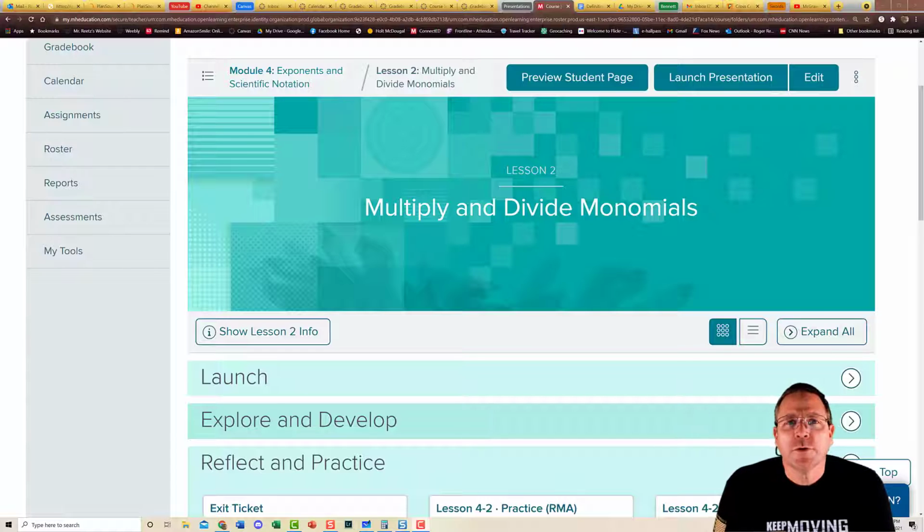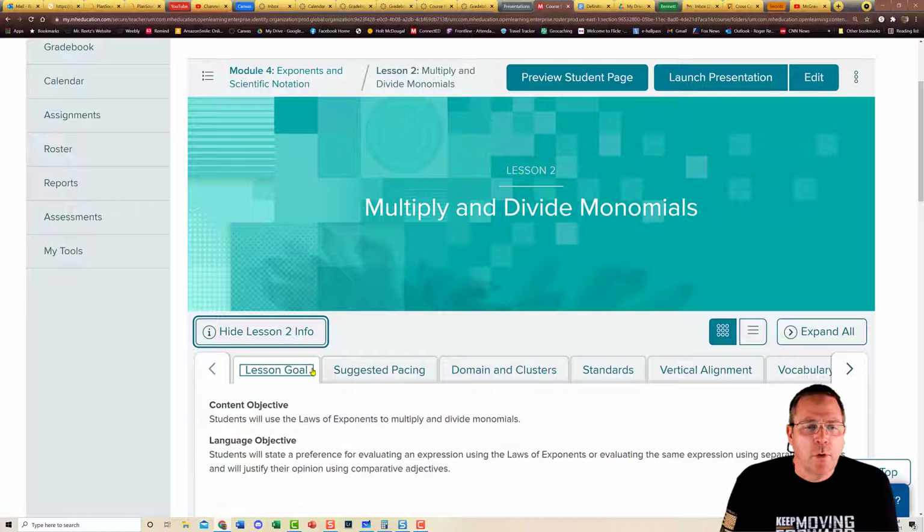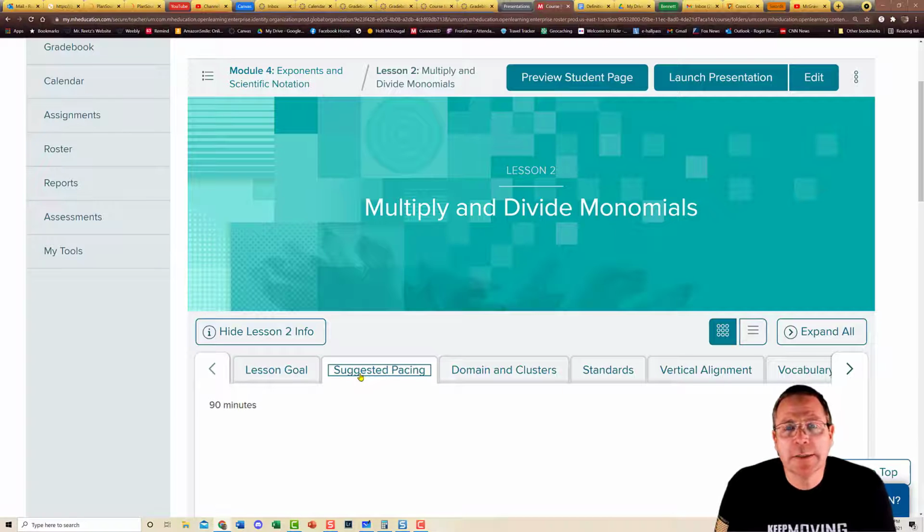Chapter 4, Section 2 deals with multiplying and dividing monomials. According to our content objective, students will use the law of exponents to multiply and divide monomials, and the suggested pacing says this is going to be a 2-day lesson.